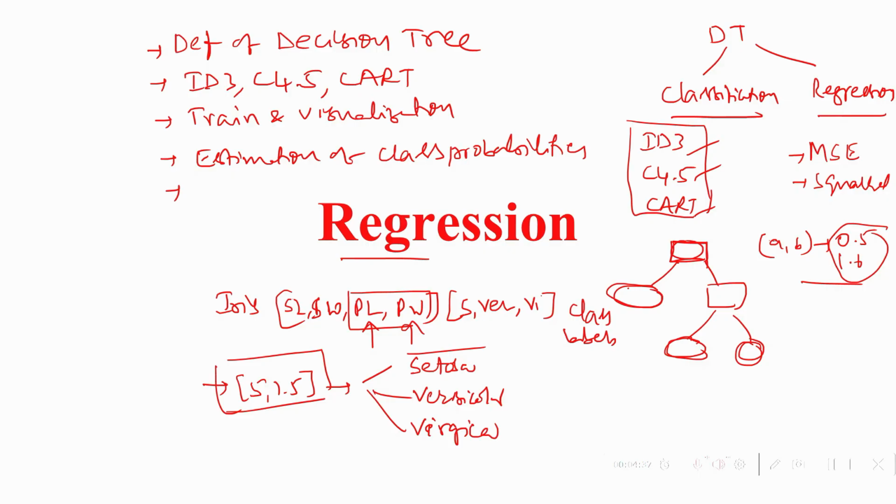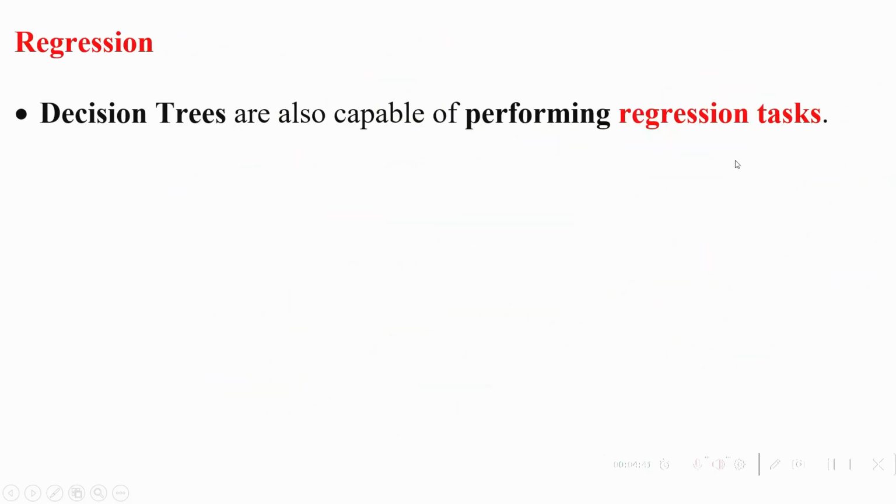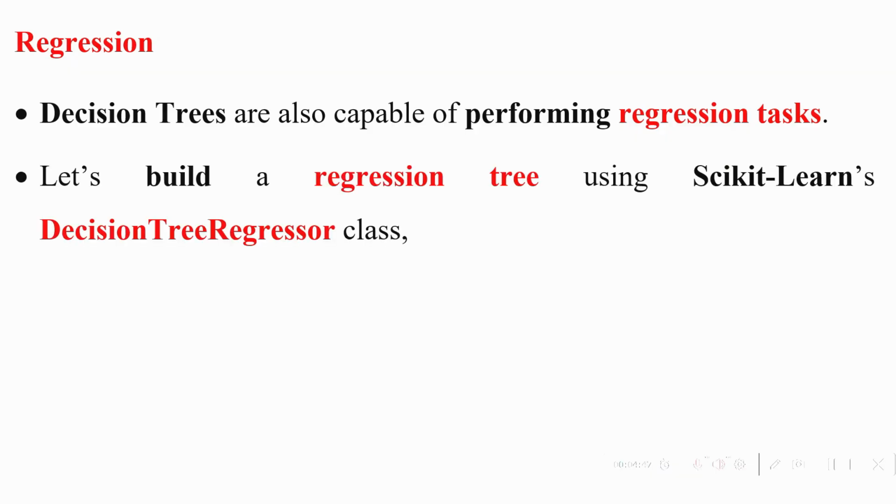Now we are going to see in detail the regression concept of the decision tree. The decision tree is also capable of performing regression tasks. So let us build a regression tree using Scikit-learn's decision tree regressor. Suppose you want to consider the decision tree classifier, then we use the concept of a decision tree classifier.